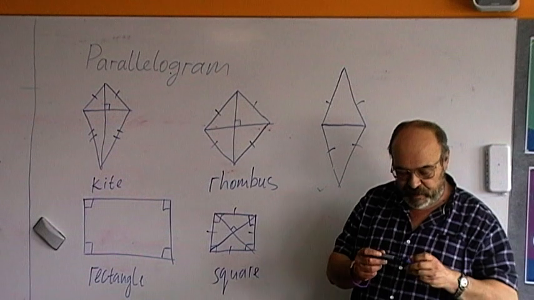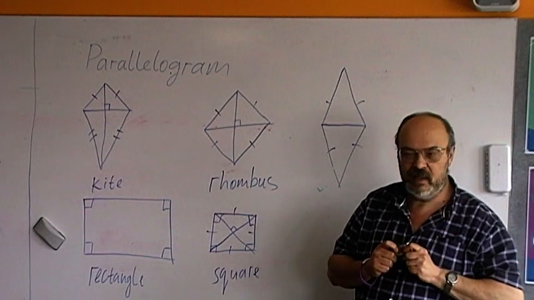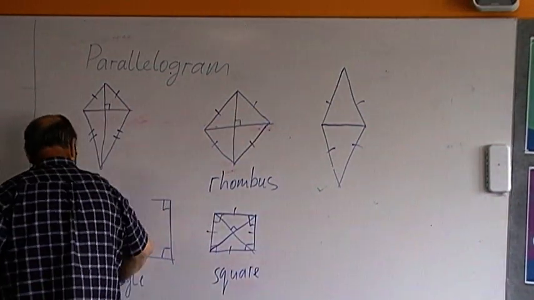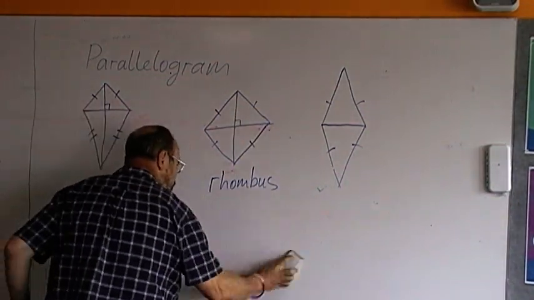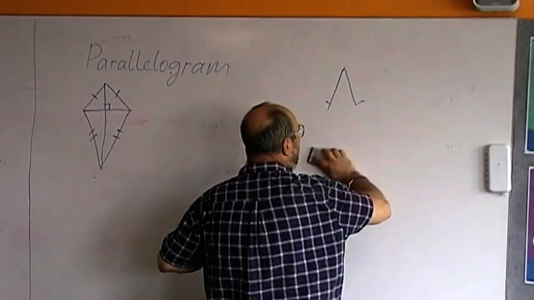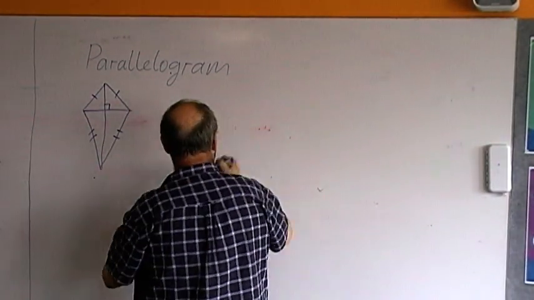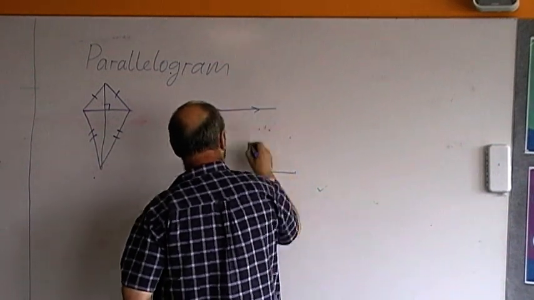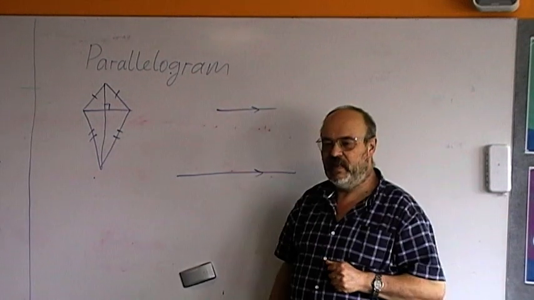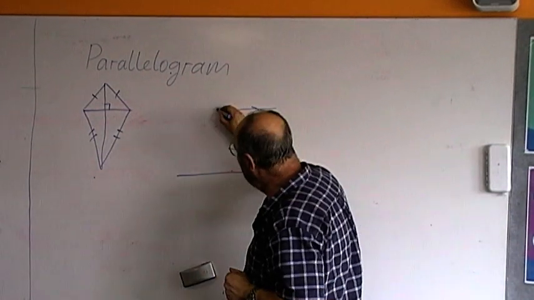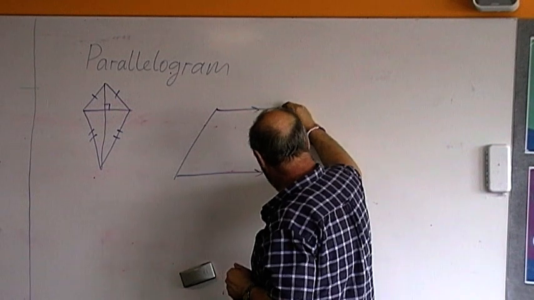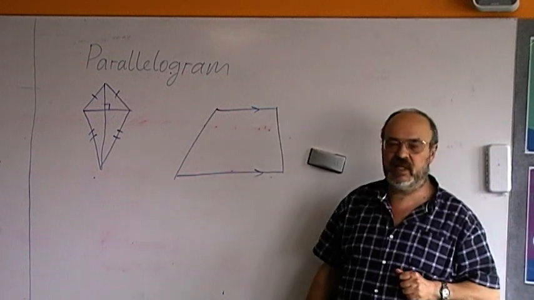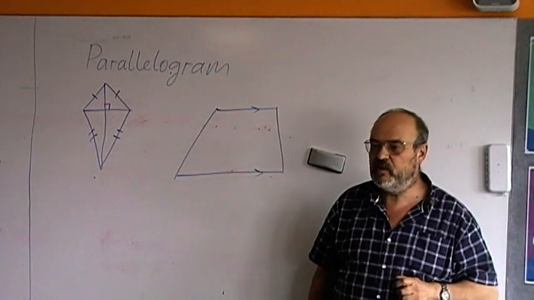And the last type of special quadrilateral is the trapezium. Those ones are weird. Trapezium has only one special feature. Trapezium has two parallel sides. That's what makes it a trapezium. It has just one pair of parallel sides. That is a trapezium.